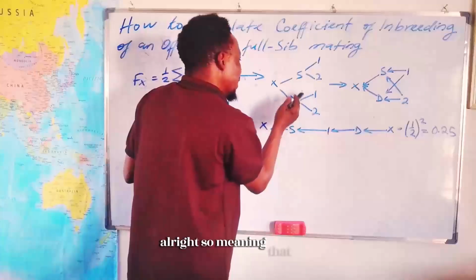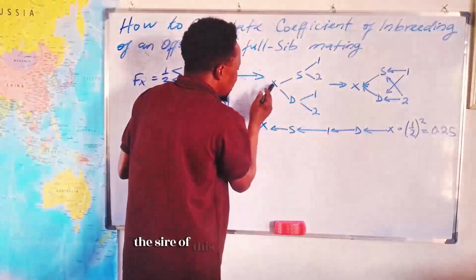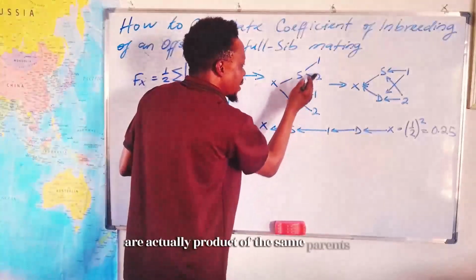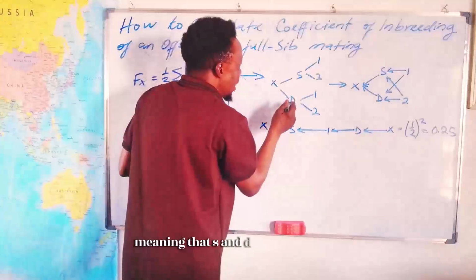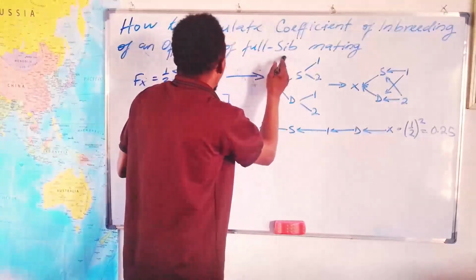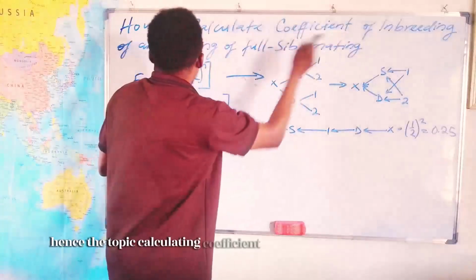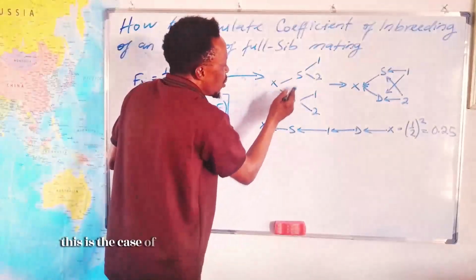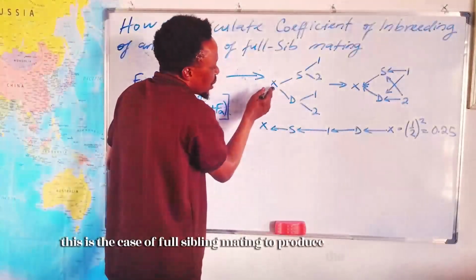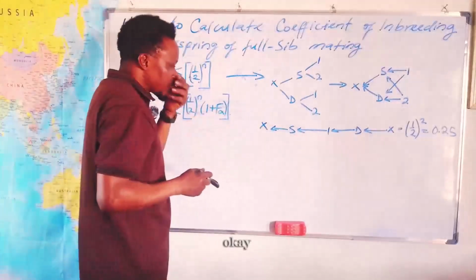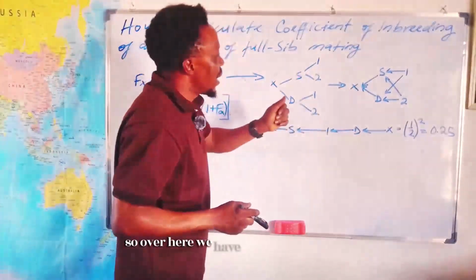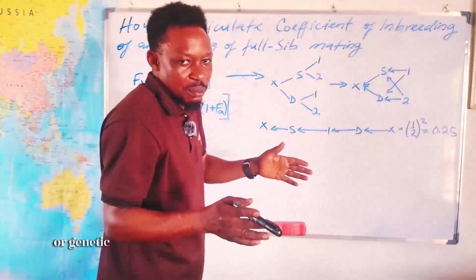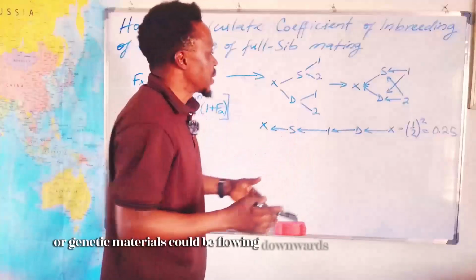So meaning that the sire of this individual and its dam are actually products of the same parents, meaning that S and D are full siblings. Hence the topic, calculating the coefficient of inbreeding of an offspring of full sibling mating. This is a case of full sibling mating to produce the individual X. So over here, we have the arrow diagram, which shows us the possible pathways that genes or genetic materials could be flowing downwards.